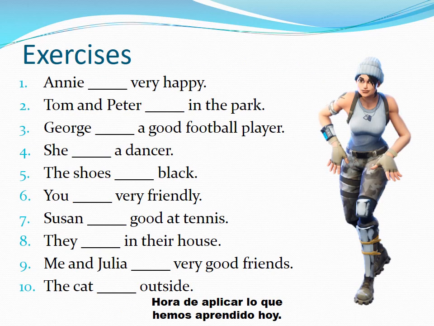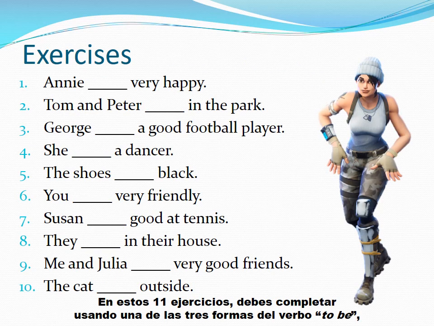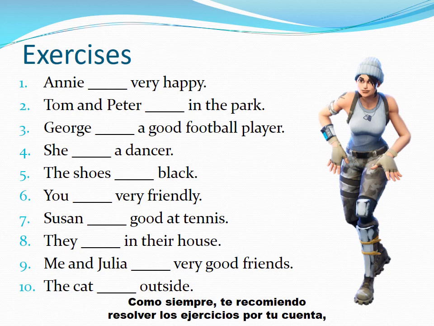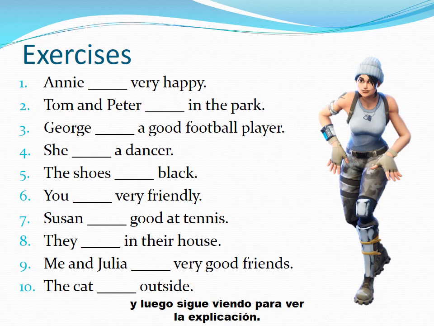Alright, time to apply what we have learned today. In these 11 exercises, you must complete by using one of the three forms of the verb to be according to the subject of each sentence. As always, I recommend you to try this on your own first, and then come back for the explanation.